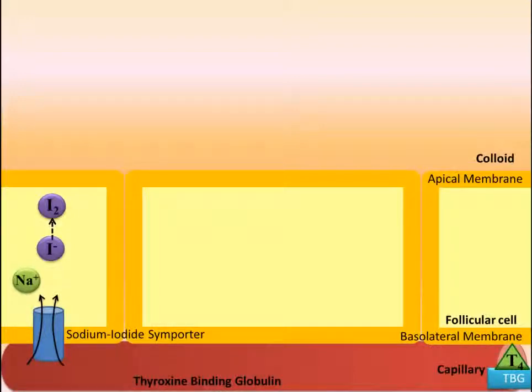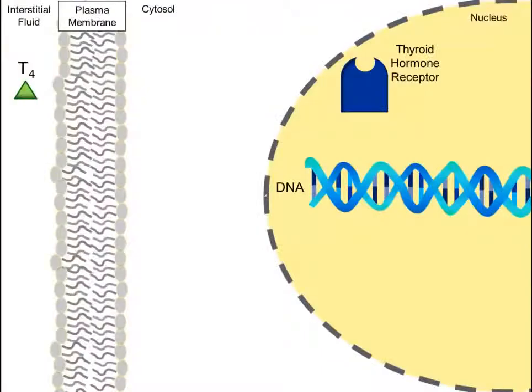When T4 arrives at a target cell, it diffuses out of the blood vessel and into the interstitial fluid, leaving the transport protein, thyroxine-binding globulin, behind. The T4 then diffuses across the plasma membrane. Once in the cytosol, T4 is converted into the more active T3 form by the enzyme monodeiodinase.